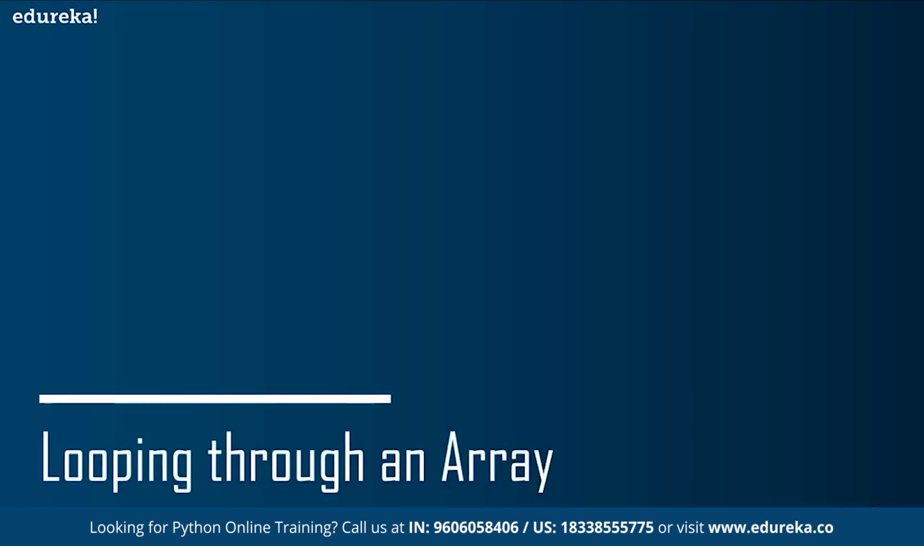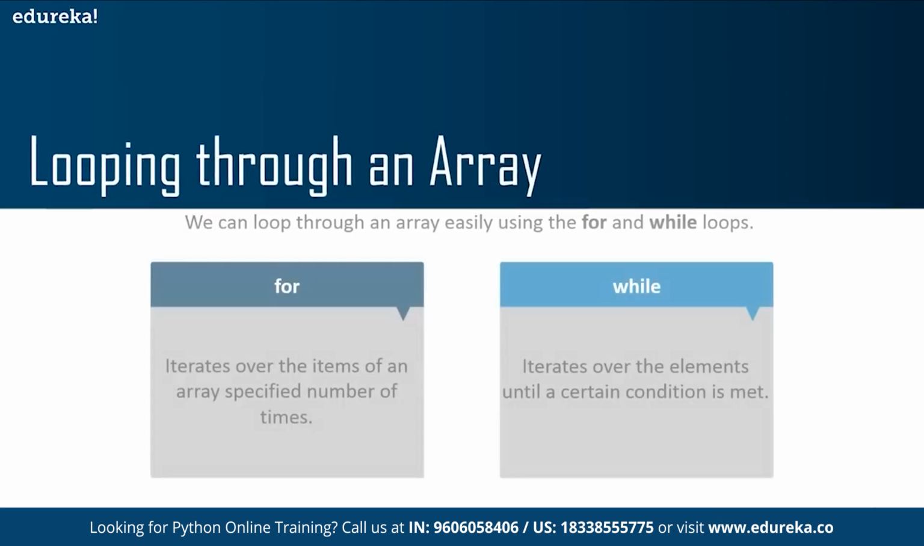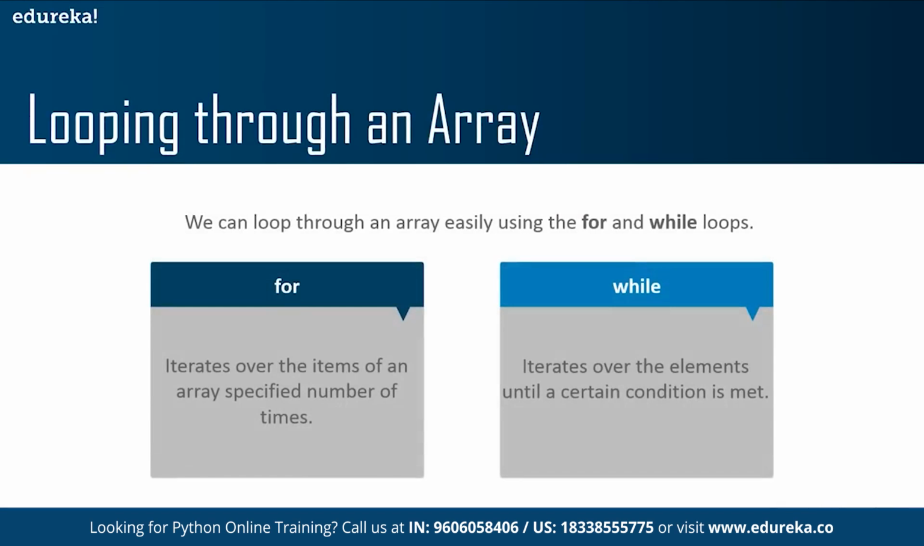Now let's get back to our presentation and perform the last operation of this session, which is looping through an array. You all might be familiar with these two loops, which is the for and the while loops. The for loop iterates over the items of an array a specified number of times, whereas the while loop iterates until some condition is met or some condition is true.